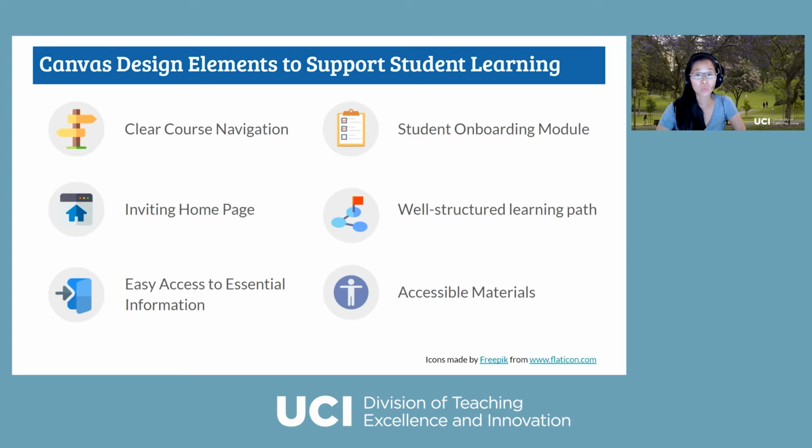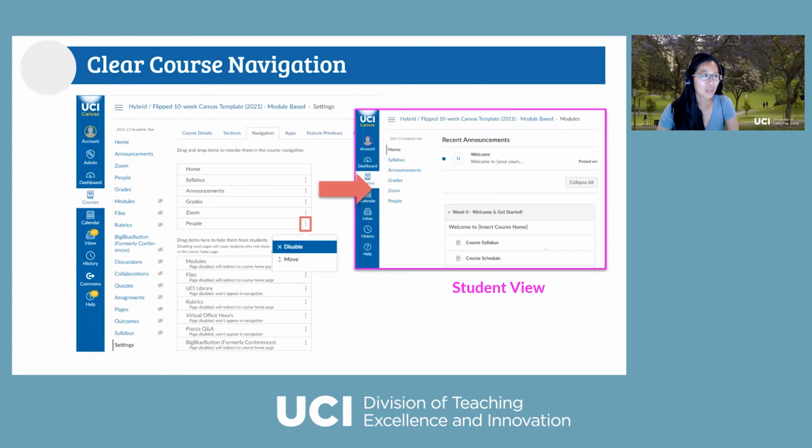You also want to have a well-structured learning path, which we covered in our last two workshops, but we want to make sure it translates well in your Canvas course. And finally, you want to make sure your materials are all accessible, so that it meets the needs of all your different types of students. Let's first start with the first element, which is having very clear course navigation.